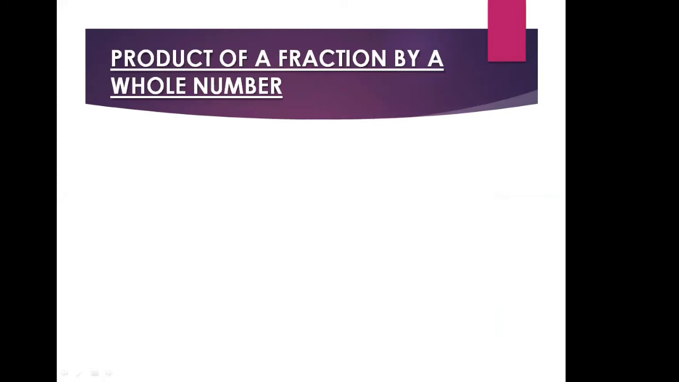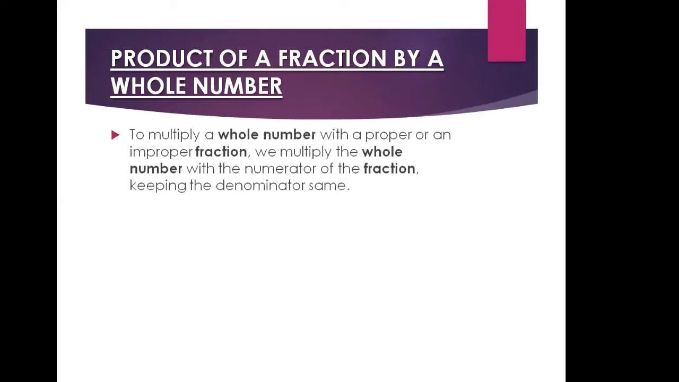Now we are moving towards our next objective, objective number 2, that is product of a fraction by a whole number. This is our next topic. Our first topic has been completed. So what is the product of a fraction by a whole number? Let's check this definition for more clarification. To multiply a whole number with a proper or an improper fraction, we multiply the whole number with the numerator of the fraction, keeping the denominator same.